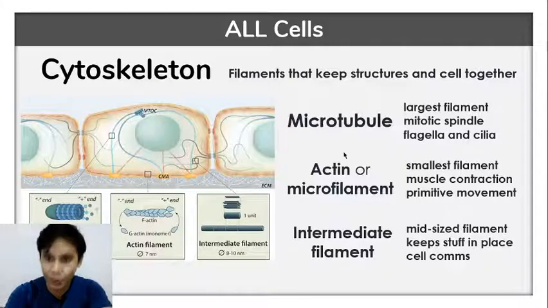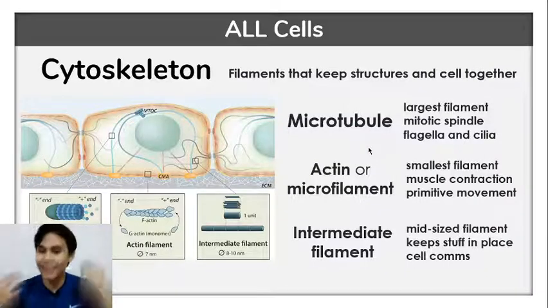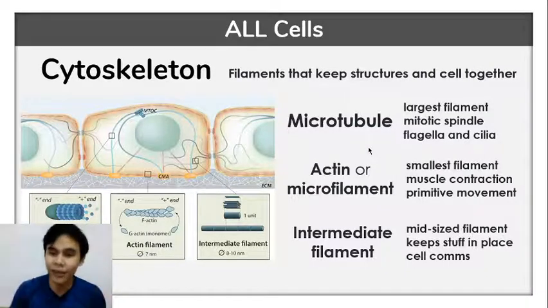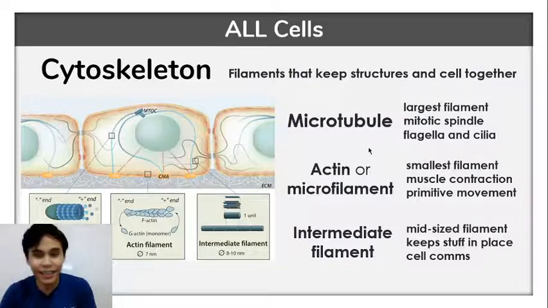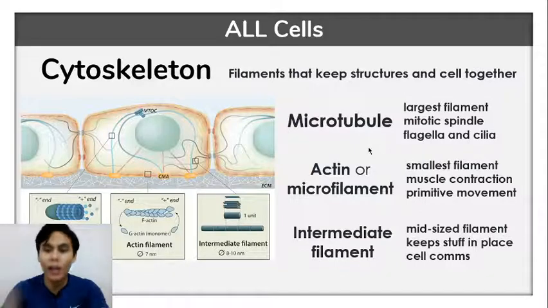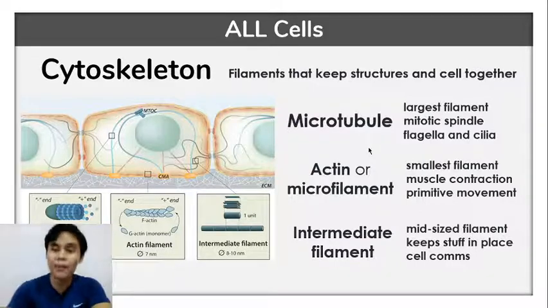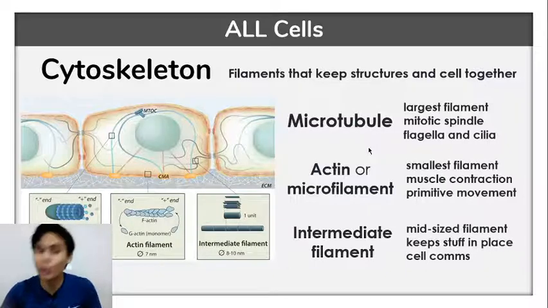We have the microtubule. It's the largest type of filament, and it also is involved in the mitotic spindle and the flagella and the cilia. Your actin or your microfilament is the smallest kind of filament, and it functions in muscle contraction. So when you flex your muscles, the actin is actually working with another filament called myosin. Microfilaments are important for that contraction, as well as primitive movements, such as in the case of amoeba, the way they just crawl, like spread out and then just pull themselves along. That is due to the microfilaments.